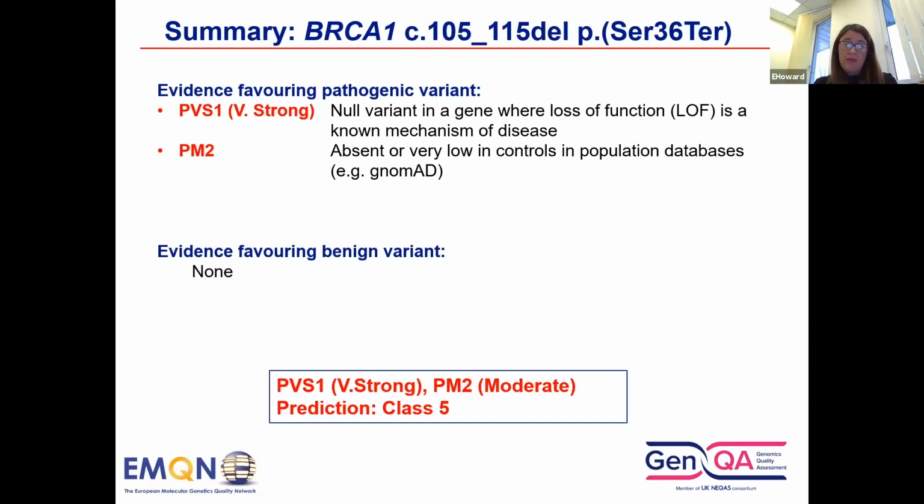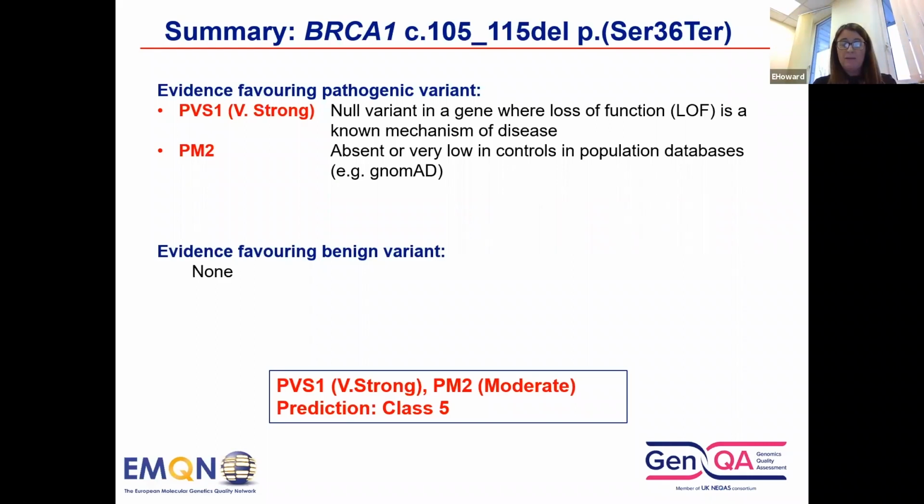So the summary in this one, which I applied PVS1 very strong because it is a null variant in a gene where loss of function is a known mechanism of disease, and PM2 because it was absent or very low in controls in population databases. There was no evidence of it being a benign variant, and therefore this comes out as PVS1 very strong, PM2 moderate, prediction is class 5.